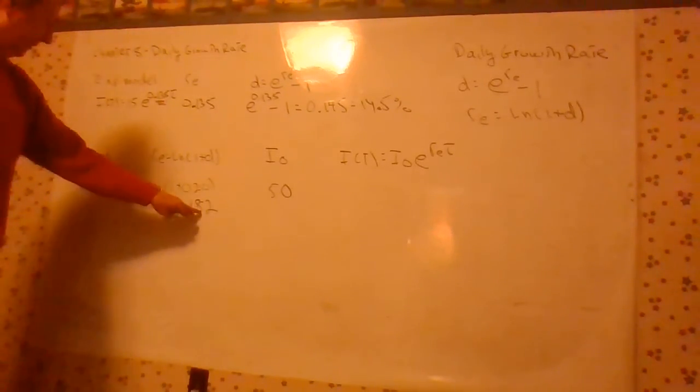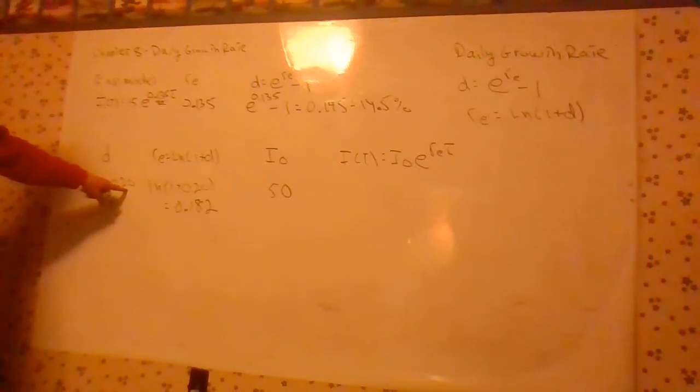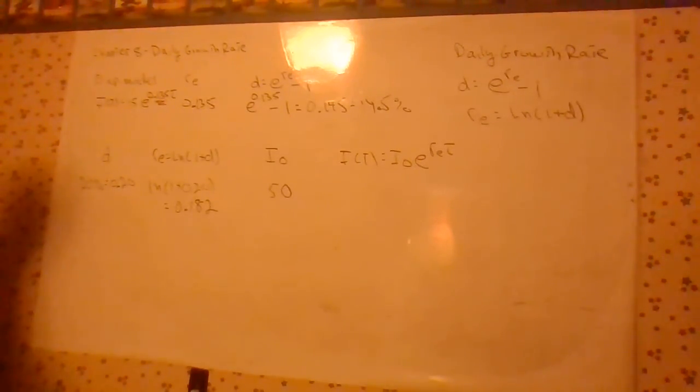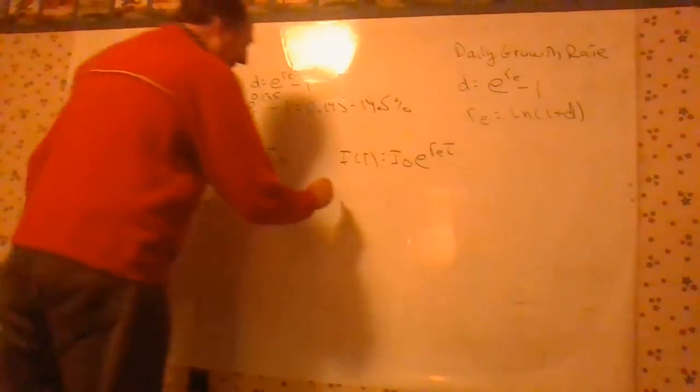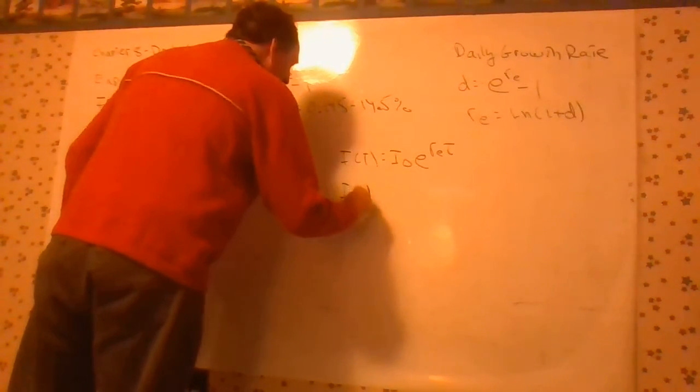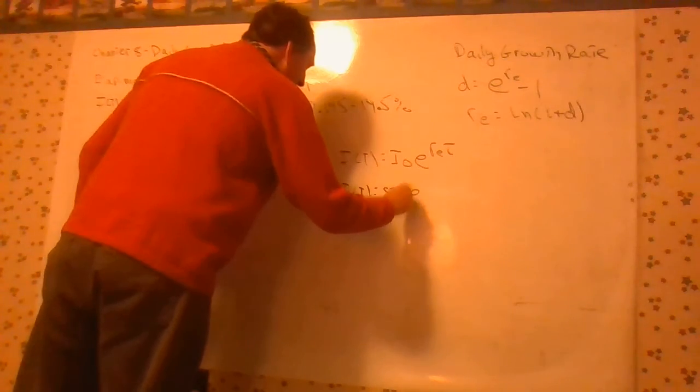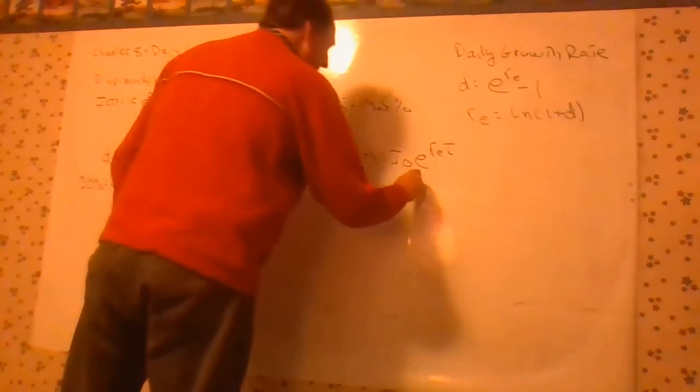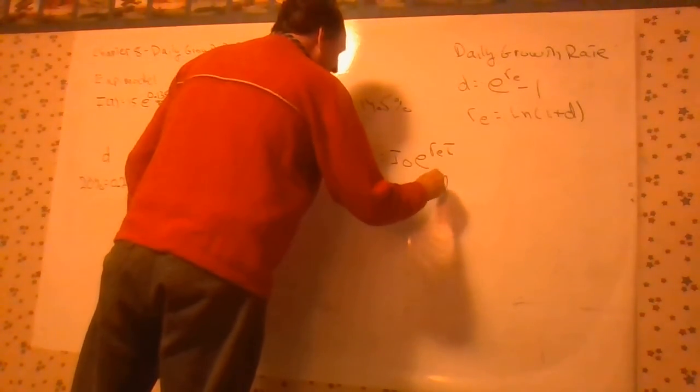And again, that's the r sub e, and of course the daily growth rate is a little bit in excess of that because of compounding. And let's suppose I0 is 50. Well, now we can build our model. I of t is equal to 50 e to the 0.182t. So everything we're applying to viruses applies to any other form of exponential growth, whether or not it's population.